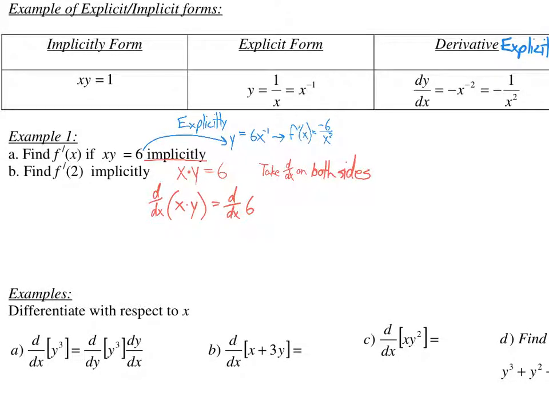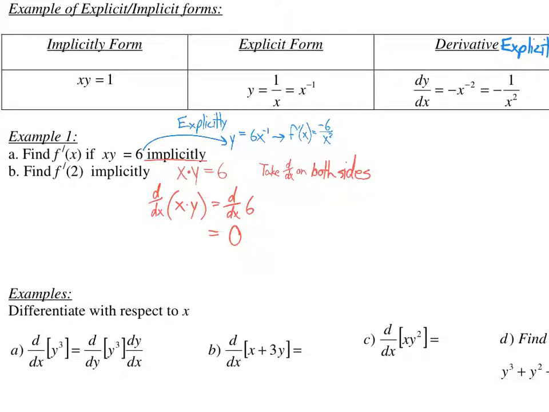Now, let's look at this carefully here. What's the derivative of a constant? 0. What am I going to have to use to find the derivative on the left-hand side here? Product rule. The product rule. Now, let's watch this.